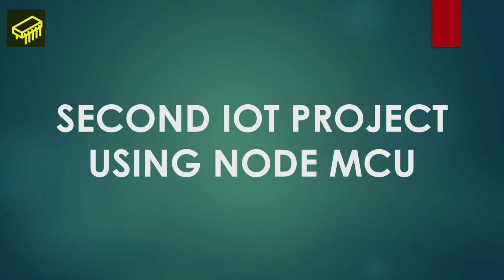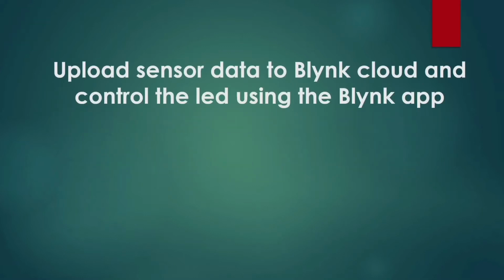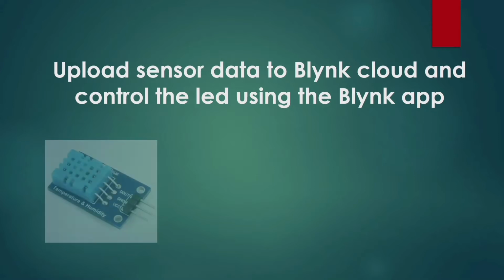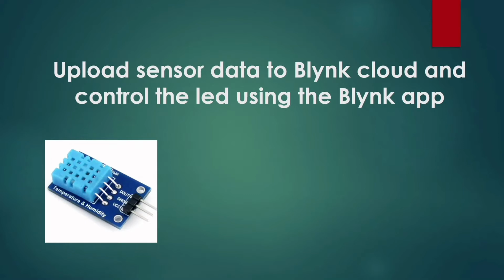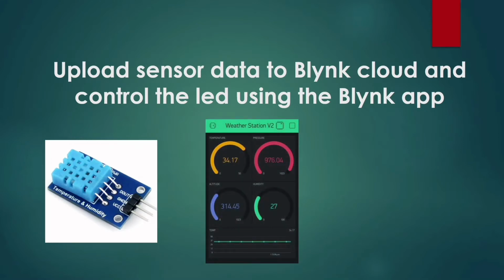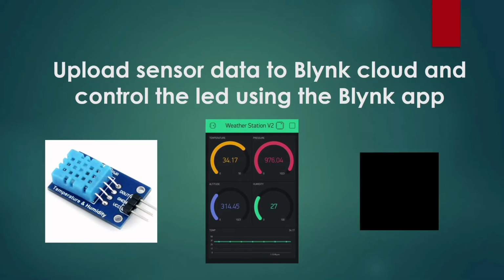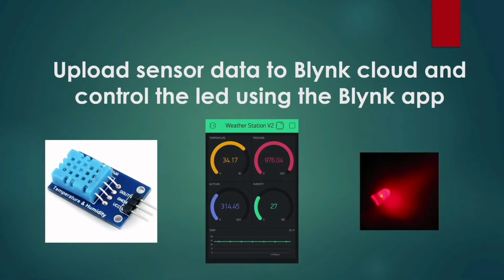In this video, we will create a second IoT project using NodeMCU. So first, let's give you a brief overview of what we will create in this project. First we will upload the sensor data to the Blynk cloud and then control the LED using the Blynk app. So we will use the DHT11 sensor to read the temperature. We will upload that data to the Blynk cloud and monitor it using the Blynk app, and we will also connect an LED which we can turn on and off also using the Blynk app.